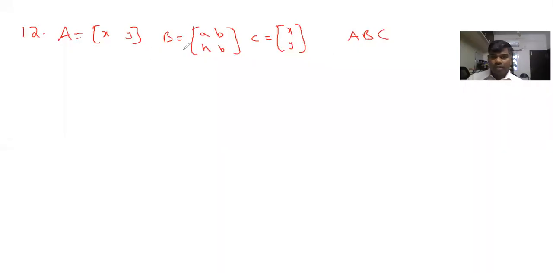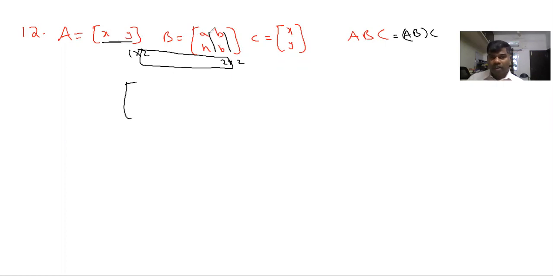First, let us check whether AB is possible or not. We know that by the associative law, ABC is equal to AB into C or A into BC. So let us calculate AB first. This is 1 by 2 and this is 2 by 2. So the product is possible and the product is of order 1 by 2. So the AB is: catch the first row of the first matrix and multiply with all the columns.